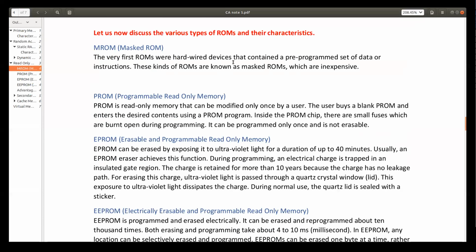Now, let us find out what are the different types of ROMs present. And the question is very common. This kind of question comes: what are the different types of ROMs?